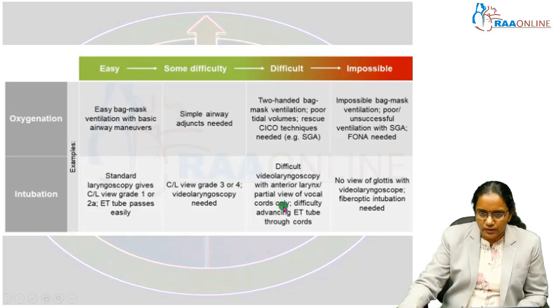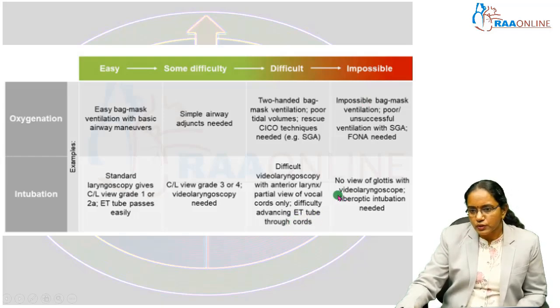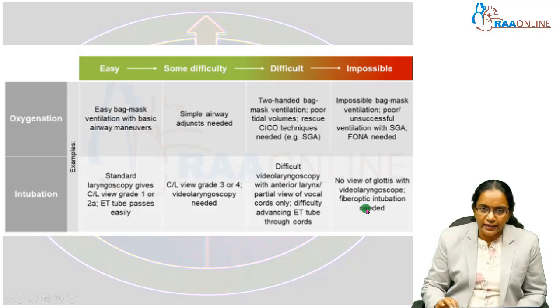only a partial view of vocal cords is seen and there is a difficulty in advancing the ET tube through the cords. It becomes impossible when there is no view of glottis with even video laryngoscope or fiber optic intubation is needed, and even if this fails, then we land up in a cannot intubate, cannot oxygenate situation and we resort to the front of neck access.